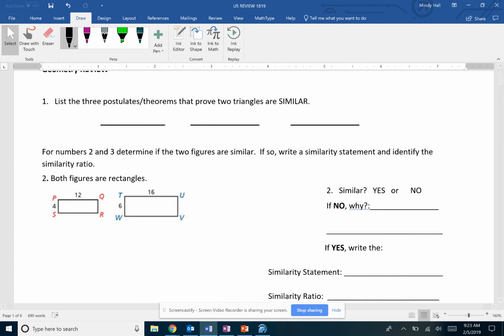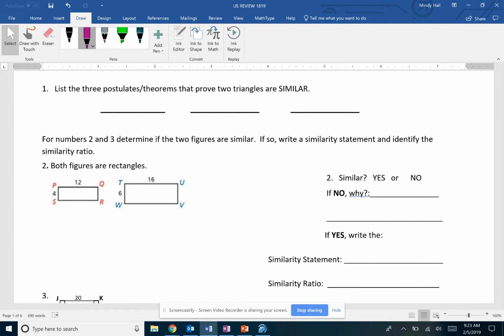So first one, 3 postulates or theorems that prove that two triangles are similar. You have AA similarity, SAS similarity, and SSS similarity. And remember, you have to include the little similarity symbol, that little squiggle at the end. Otherwise, it does not actually mean the same thing.